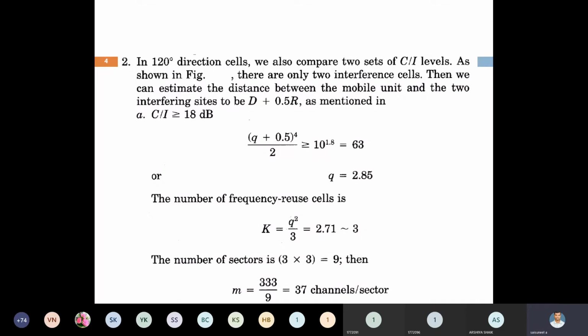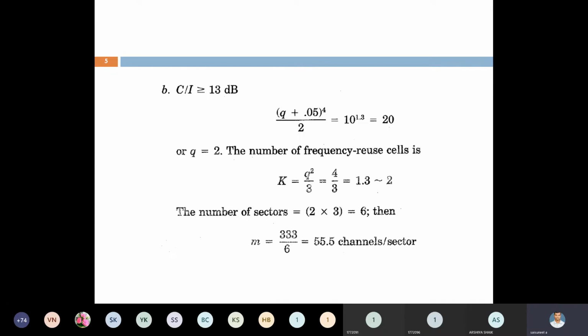Similarly, we are taking C by I greater than or equal to 13 dB. In the previous case, we were taking 18 dB. Now we are taking 13 dB. Then finally, we are getting Q equal to 2 and K approximately equal to 2. The number of sectors is 2 into 3. That's the K value, 2 into 3. We are getting 6. Then the M value is equal to 55.5 channels per sector.